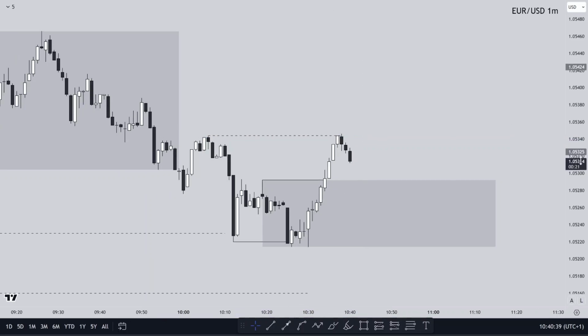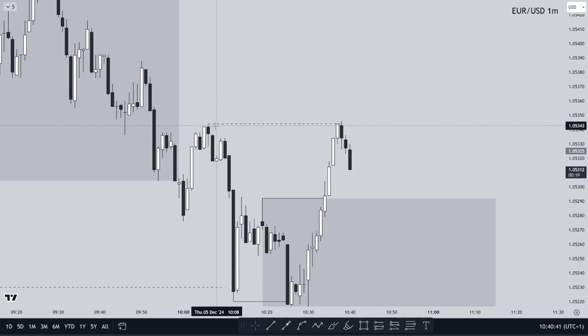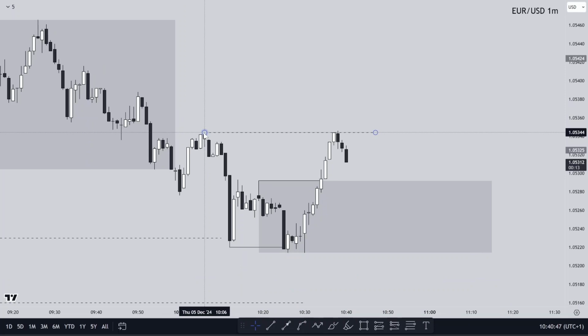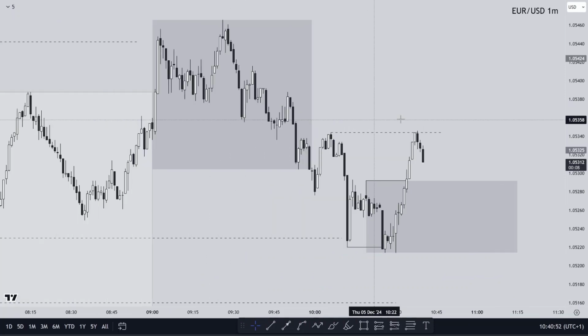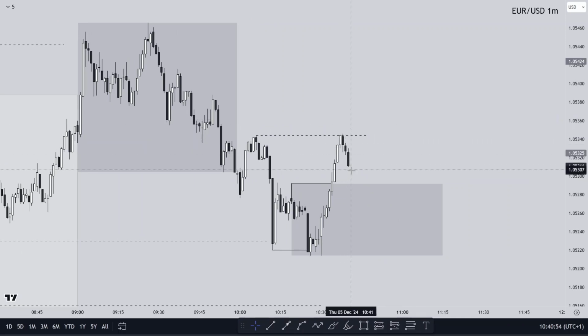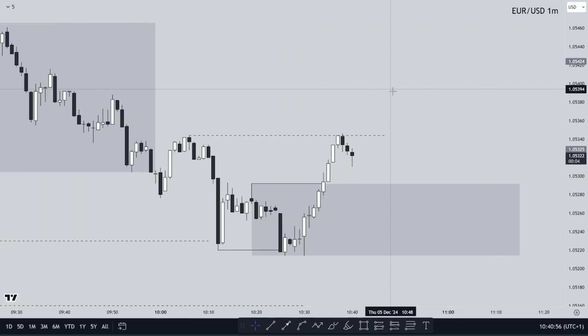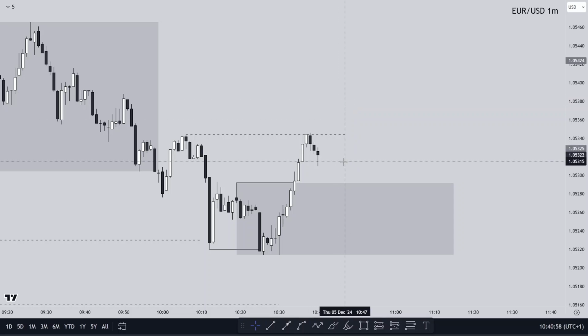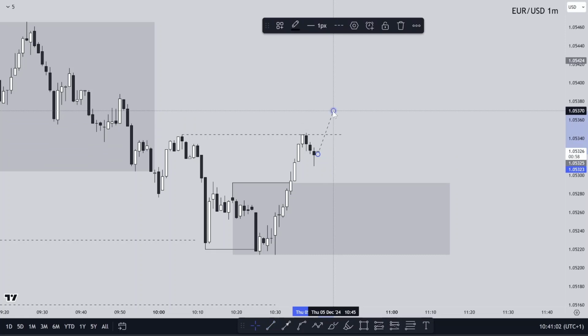So this is not a break of structure yet, but as I said before, it just took off liquidity. Liquidity is taken from this level, and of course a retracement was obvious. Now let's see if price can do something like this.